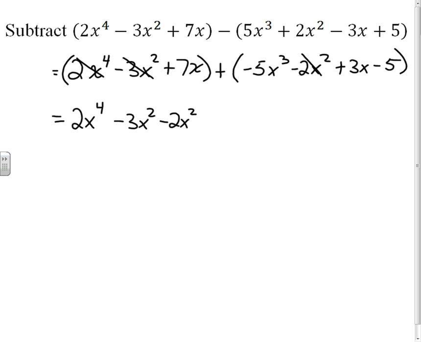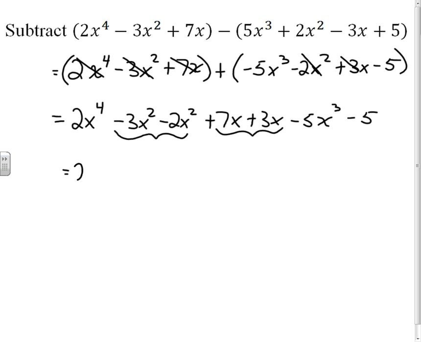Okay, then plus 7x plus 3x. And then minus 5x cubed and minus 5 get brought down. So let's group any like terms. So here's a couple like terms. So we have 2x to the fourth minus 5x squared plus 10x minus 5x cubed minus 5.